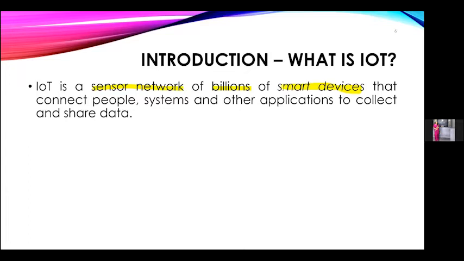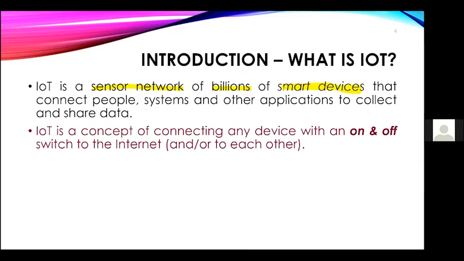Okay, so I hope the word smart is clear to everyone. Smart is all about when the device itself takes a decision about doing something or delivering something based on the conditions. So once again, IoT is a sensor network of billions of smart devices that connect people, systems, and other applications to collect and share data.